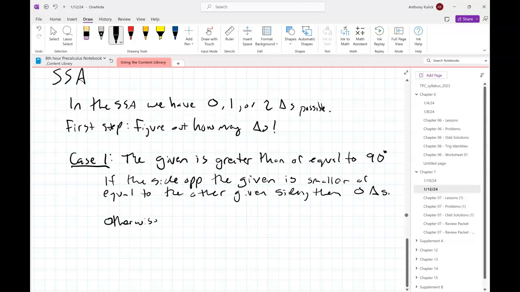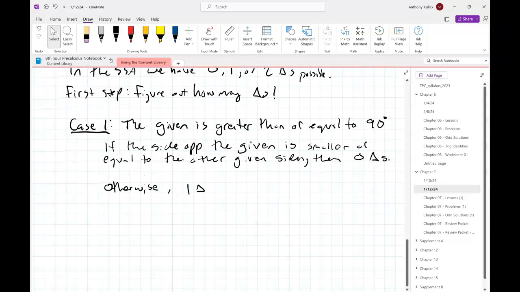So I'm just going to write then otherwise we get one triangle. So if the side opposite the given angle is bigger than the other side, then there's just one triangle. It proceeds as normal. It's no big deal. Is everybody okay with that idea? All right.